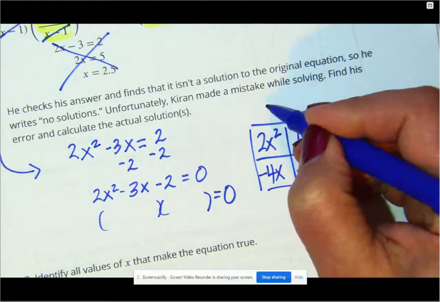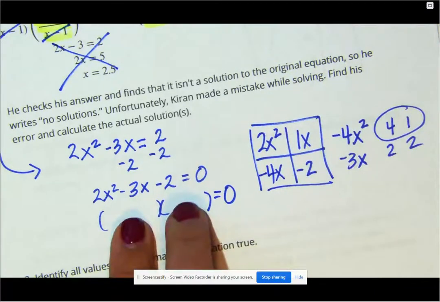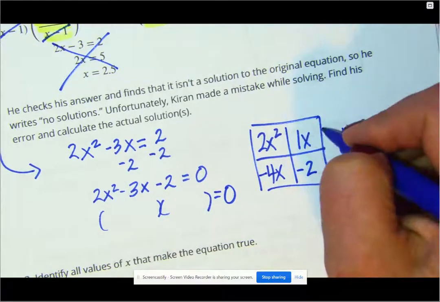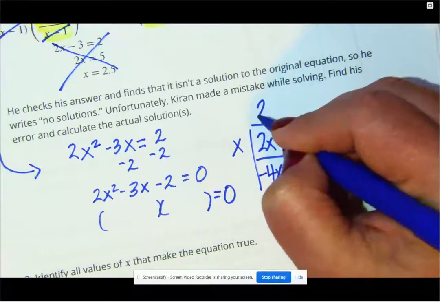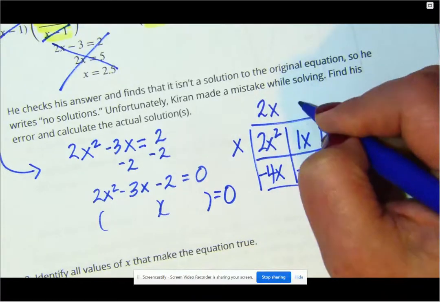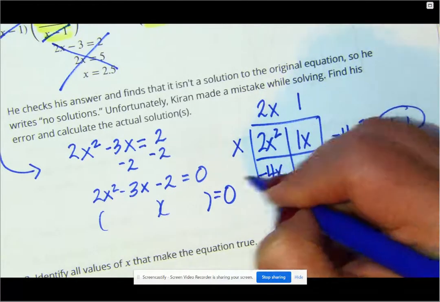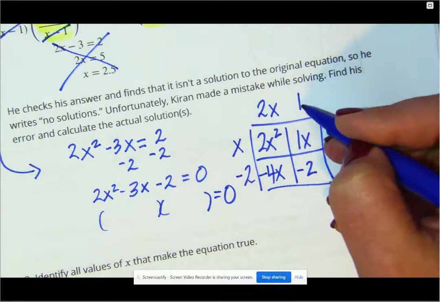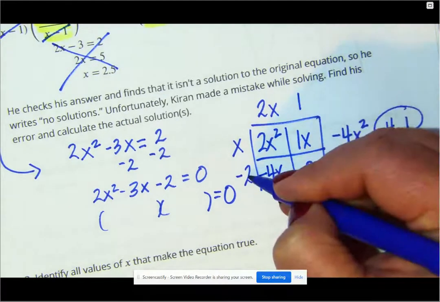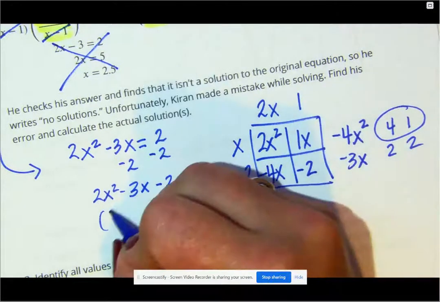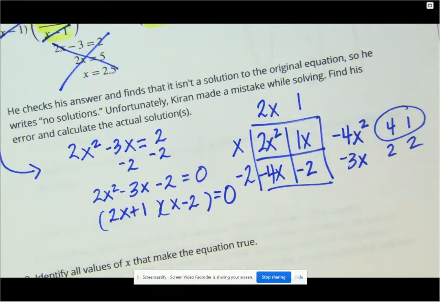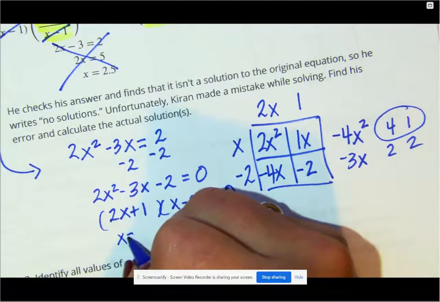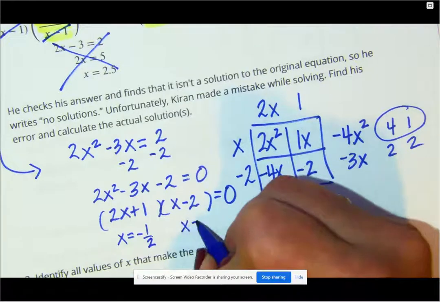Now I work backwards to see what was on the outside of this box, which will tell me what these two things are, my factors. The greatest common factor here is x. X times what makes this? 2x. X times what makes this? 1. 2x times what makes this? Negative 2. Then double check that the last square works: 1 times negative 2, yes. So there's one factor, 2x plus 1, and another factor, x minus 2. Now, that's not the solution, that's just the factored form. The solution is whatever makes that 0, which is negative 1/2, and whatever makes that 0, which is 2.